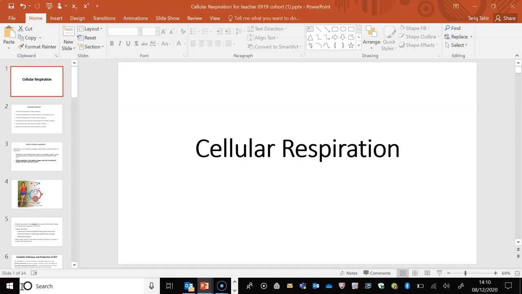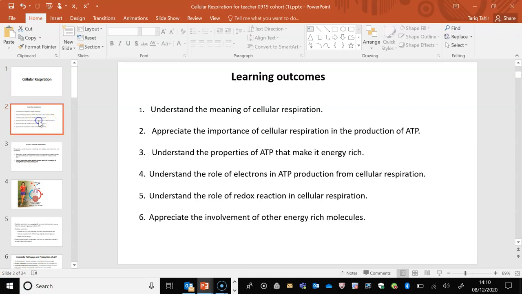So there we are. That's the end. It wasn't too painful. There wasn't a lot to go through, but hopefully you can see that we've been through all of these learning outcomes now. We've talked about cellular respiration in a bit of detail. We've looked at the production of ATP, what ATP is, what makes ATP rich in energy: the three phosphates, and the final phosphate carrying most of the energy.